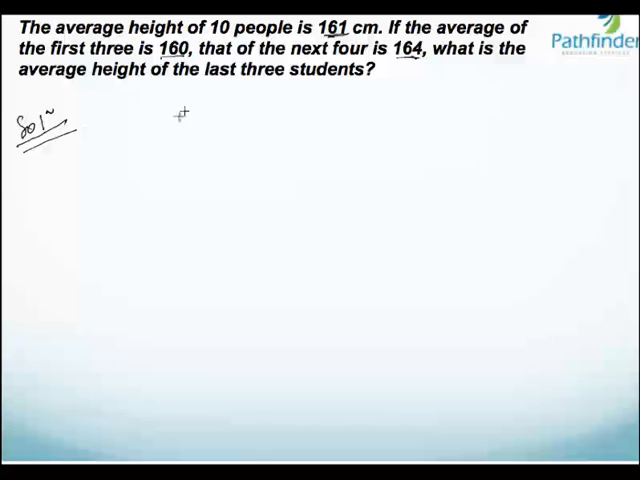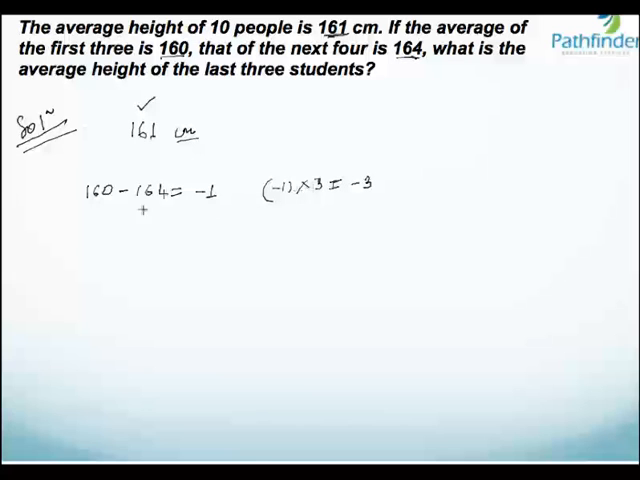The first thing we need to calculate is the gross average, the overall average of 10 people. So overall average of 10 people is known to us as 161 centimeter. And whenever we calculate deviations in this question, it will be from 161 because 161 is the average of the entire group. Now what is the deviation for the first 3 points? The deviation for the first 3 points, because the average is 160, is given by 160 minus 161, that is minus 1. But because there are 3 points, I will simply multiply minus 1 by 3.